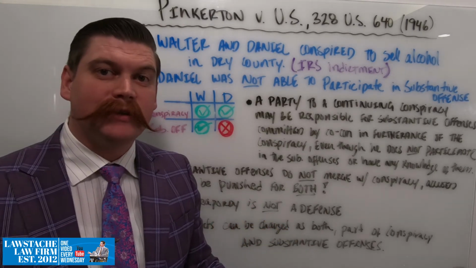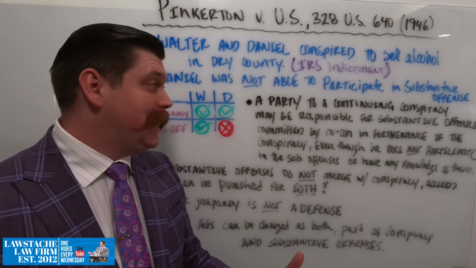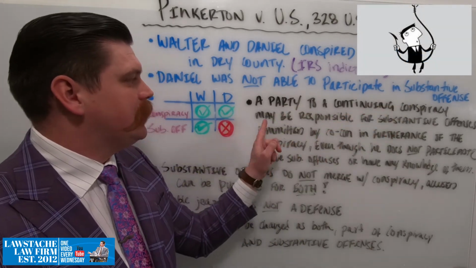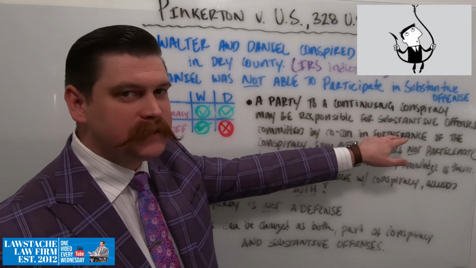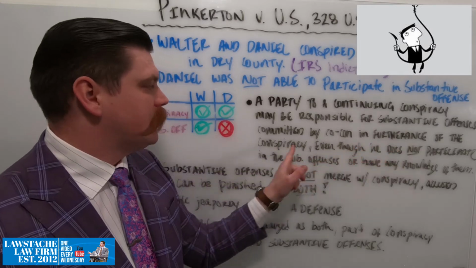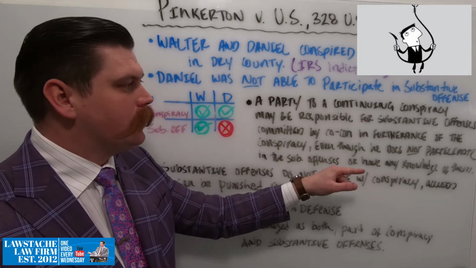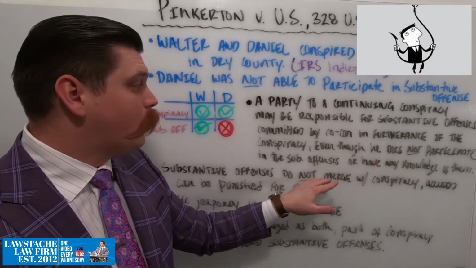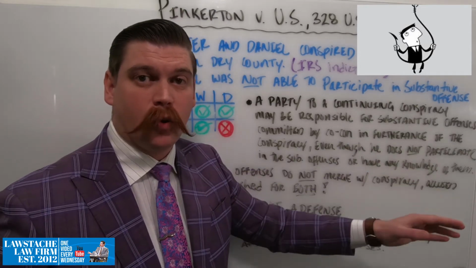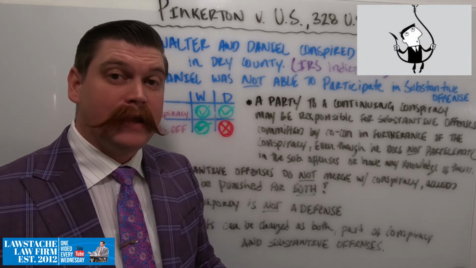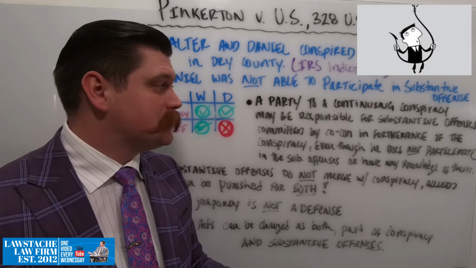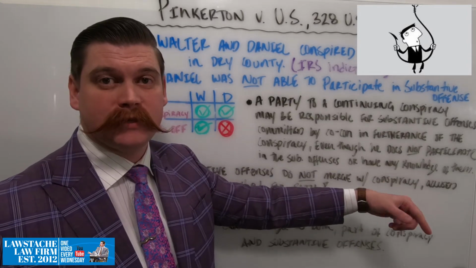So here's what Pinkerton liability in this Pinkerton case stands for. A party to a continuing conspiracy may be responsible for substantive offenses committed by a co-conspirator in furtherance of the conspiracy, even though he does not participate or even have knowledge of any of these offenses. So once you're in the conspiracy, all co-conspirators will be responsible for each other's crimes, even if they don't know about these substantive offenses.